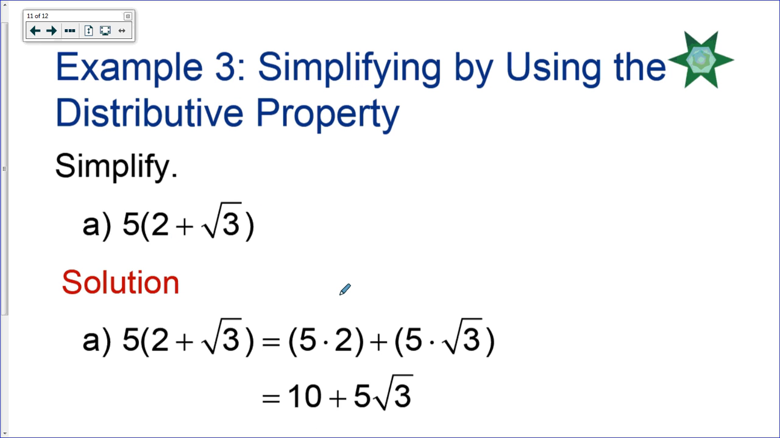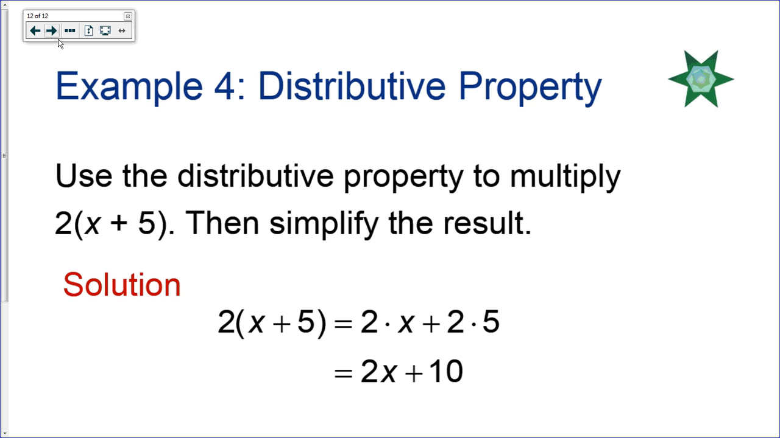So this one is distributing. We did this in the last chapter. 5 times 2 is 10. But when you do 5 times radical 3, it's just 5 radical 3. Nothing goes under the radical that isn't already there, so it does not become radical 15. And then this is just distributing without the radical. 2 times x is 2x. 2 times 5 is 10.